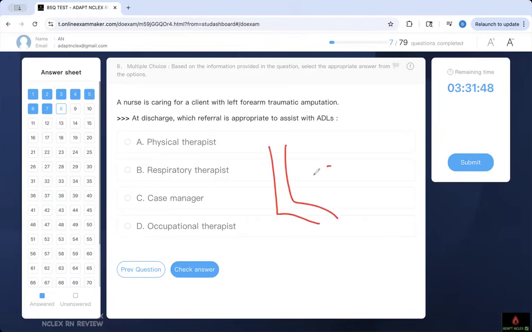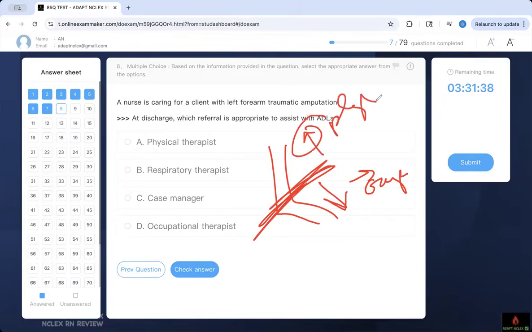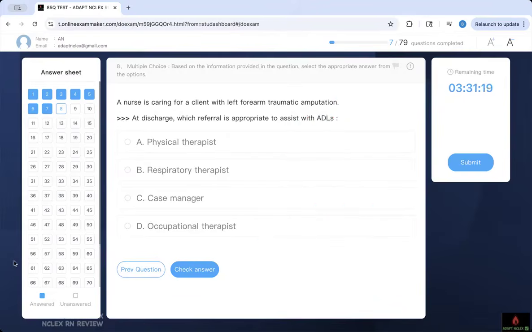And this is NCLEX. If it's below your elbow, this is all occupational therapy. If it's above your elbow, it's physical therapy. Physical therapy is the whole body mechanics, but occupational therapy is focused on specific fine motor skills, your hand. So this guy had a left forearm amputation. He should be able to now learn how to take care of himself, how to eat, how to dress. The case manager is not the one who helps, neither is the respiratory therapist, but it's the occupational therapist who may help with the situation.